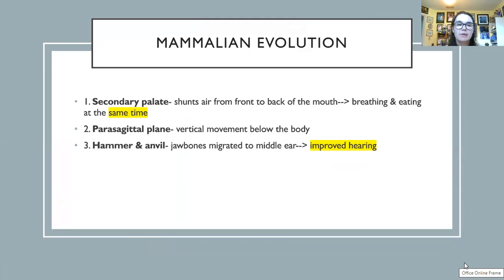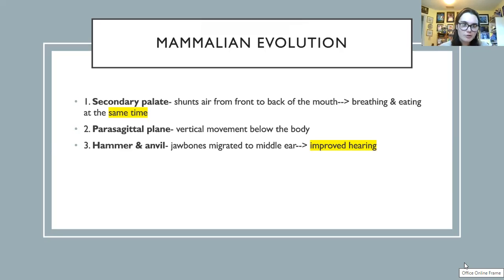One of them being the secondary palate. This shunts air from the front to the back of the mouth, and this enables mammals to breathe and eat at the same time, and specifically suckle and breathe at the same time, which is very, very important for mammals.